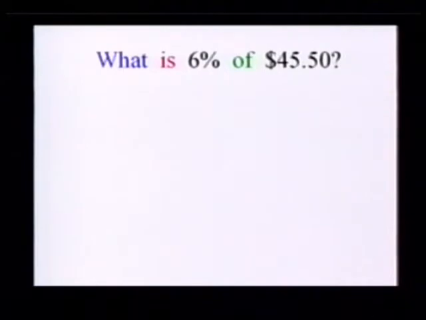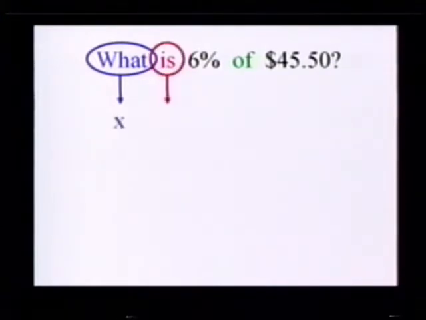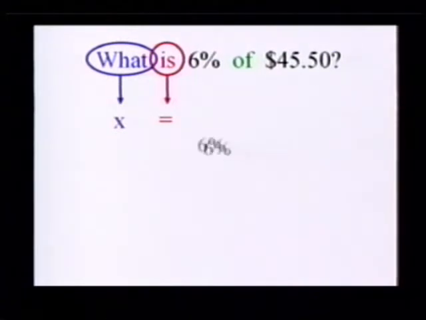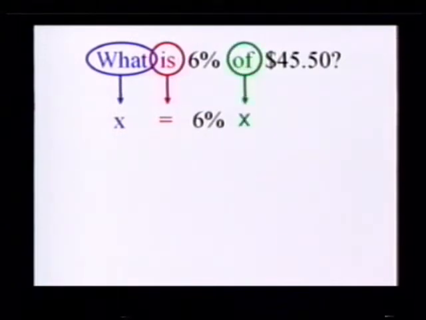For instance, what is 6% of 4550? Well, let's see, we need to convert that. What converts to X, or some letter. Is converts to equals. Now, 6% is already in math language, so we can just write that. Of, remember what that was? Times, and then 4550, it's already in math language. Now we've got ourselves an equation, and we can hopefully solve it.